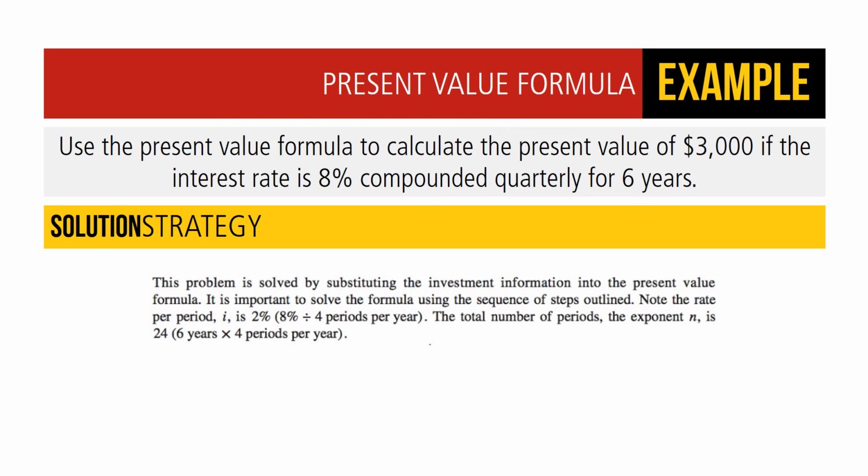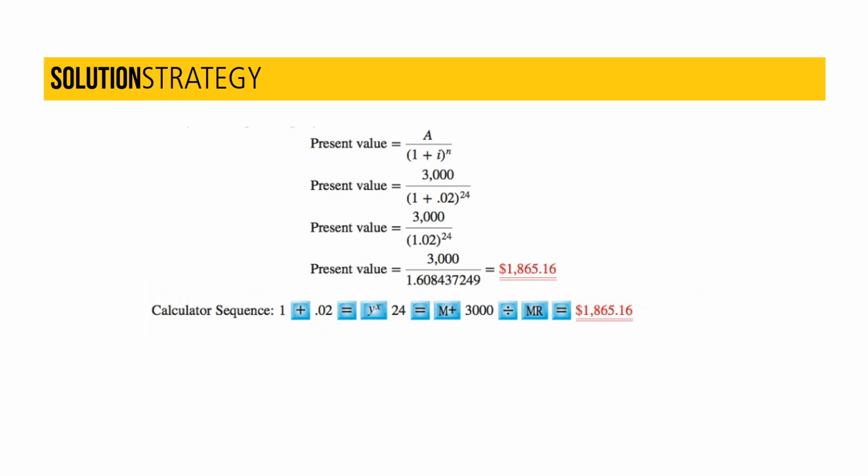Note that the rate per period I is 2%. That's 8% divided by 4 periods per year. The total number of periods, the exponent N, is 24, 6 years times 4 periods per year. Let's take a look. We're going to use the present value formula A over (1 plus I) to the nth degree. That means we have 3,000 over (1 plus 0.02) to the 24th degree.